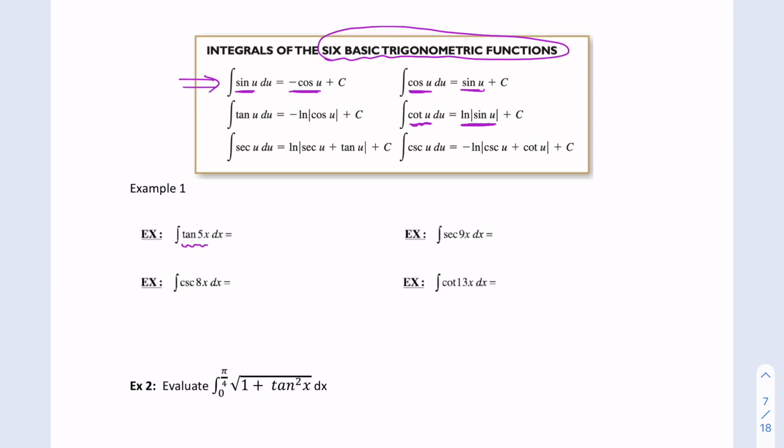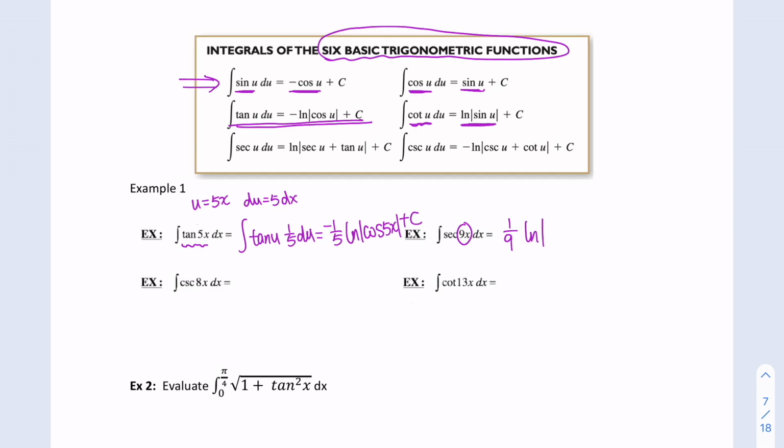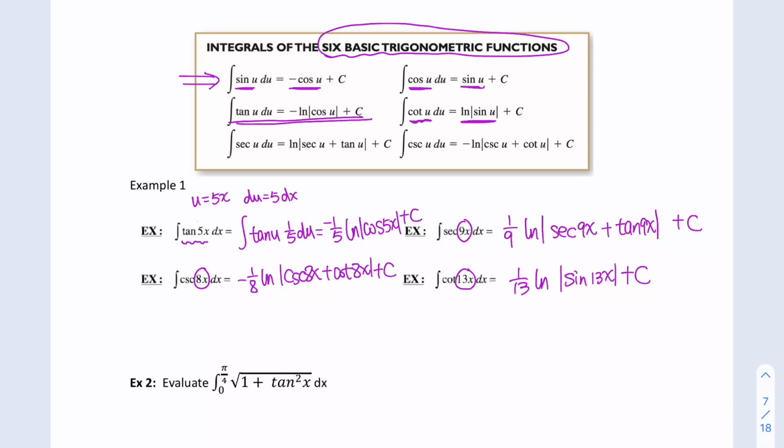So the integral of tangent of 5x will give us, if you look at the formula here, u equals 5x, so du equals 5 dx. So the integral of tangent u times 1 over 5 du gives us 1 over 5, and u now equals 5x. So it's negative 1 over 5 times ln cosine of 5x plus c. Similarly, the integral of secant 9x will be 1 over 9 ln secant 9x plus tangent 9x plus c. Then cosecant 8x and cotangent 13x, everybody can try it yourself. If you finish, you can compare your answer with mine.